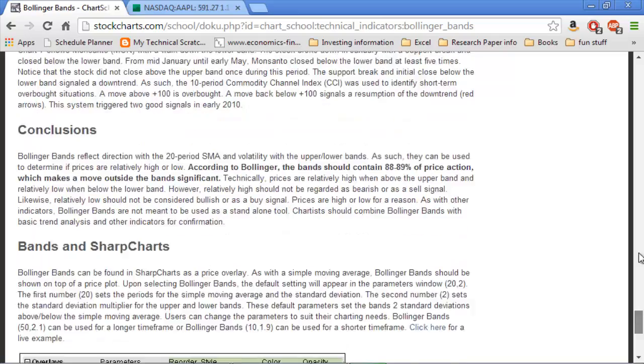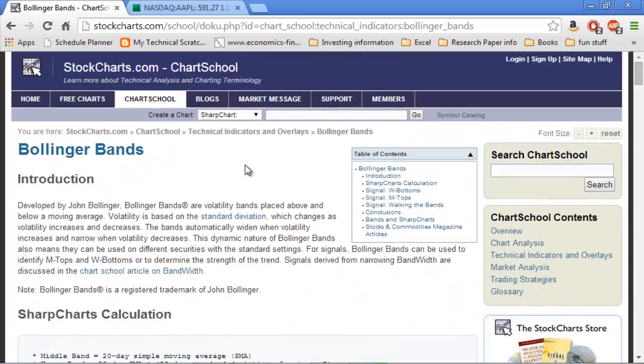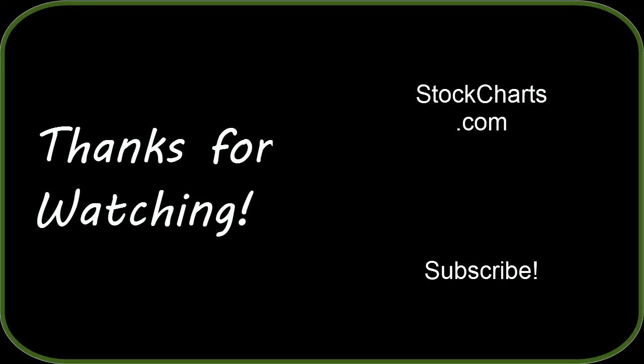So a lot of good resources, a lot of things out there for people just getting into charting, or people who are advanced and just want to learn more about how the different indicators and overlays work. So hopefully that answers some questions you might have had about technicals.